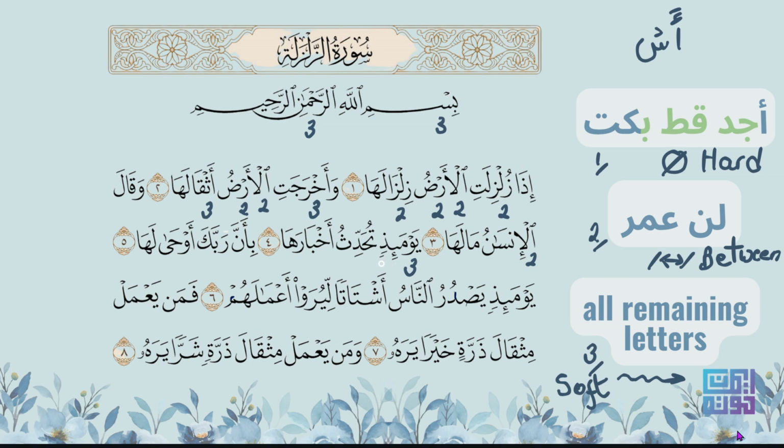Here we have tanween, but also this is ikhfa. We are not going to talk about it now. And then we have another kha. We mentioned the kha here. So the kha here is also a running sound. So we say أخبارها.